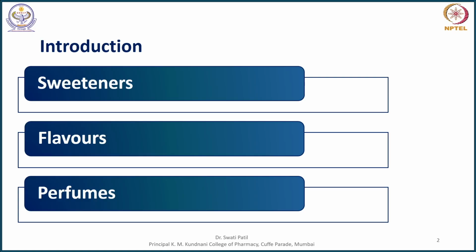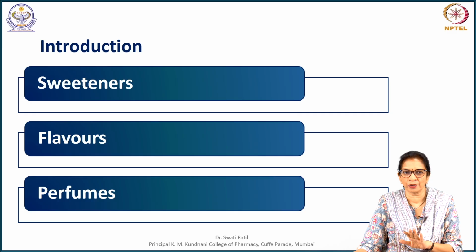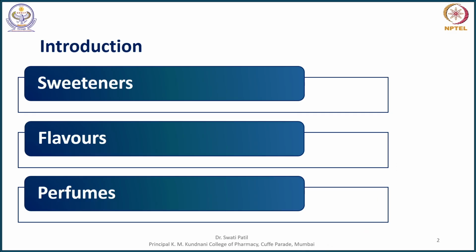Continuing with the raw materials used in herbal formulations, we are going to discuss today a very important raw material used in herbal formulations: the sweeteners, flavors and perfumes. These raw materials are responsible for driving the product. This connects the product with the consumer. The flavor and perfume are so specific to a particular brand and product that they immediately connect with the consumer.